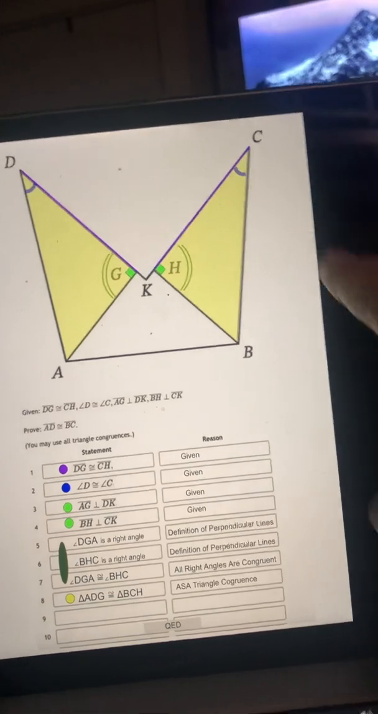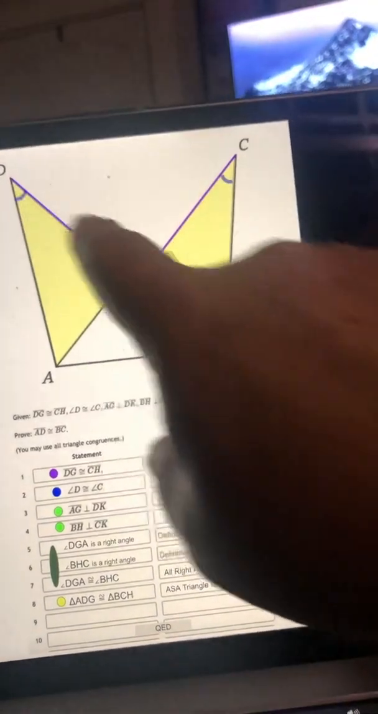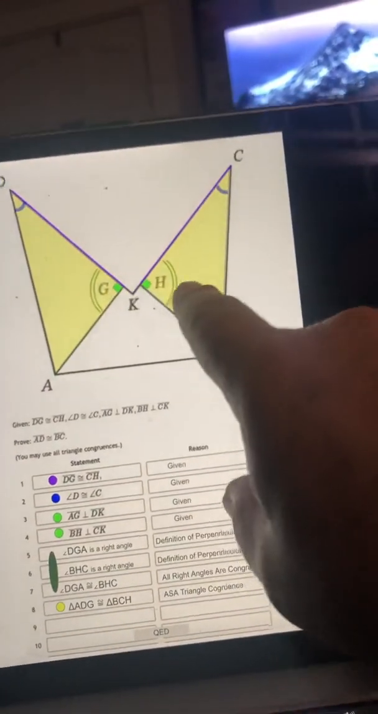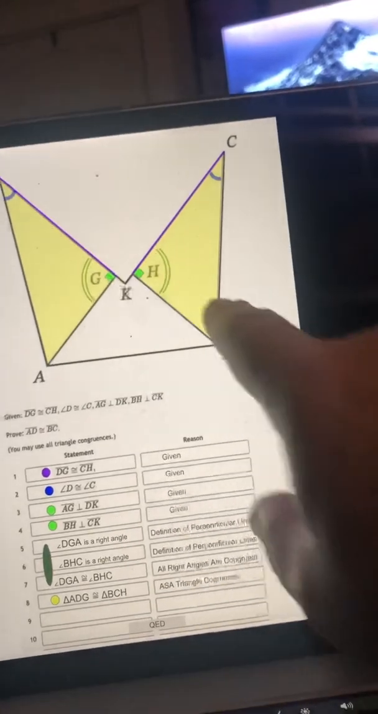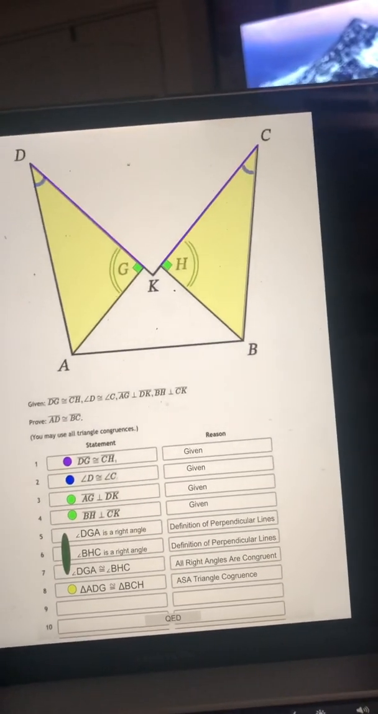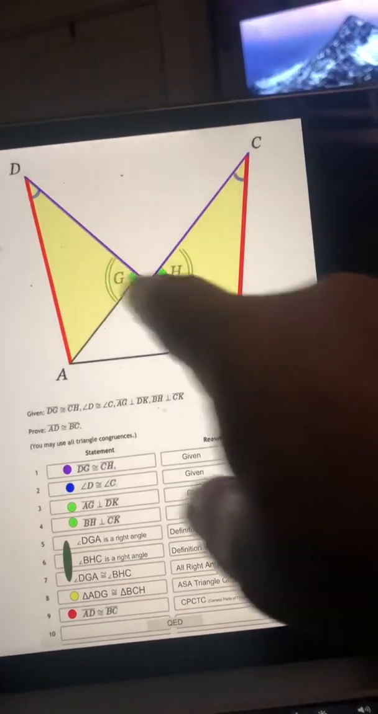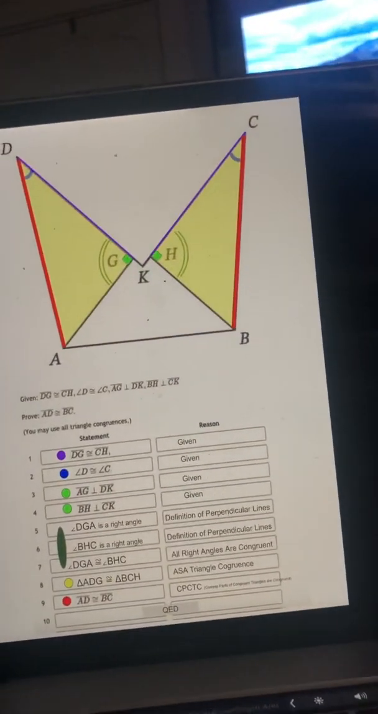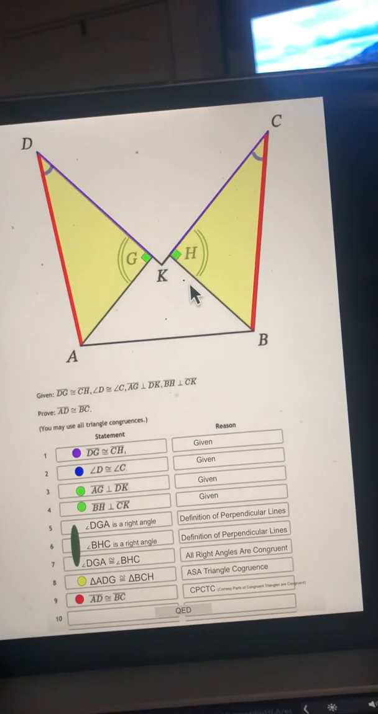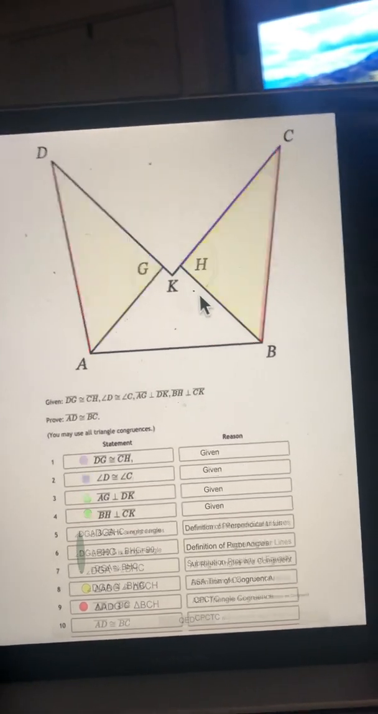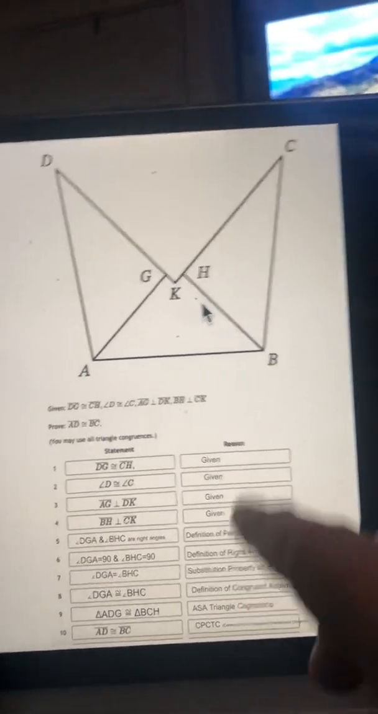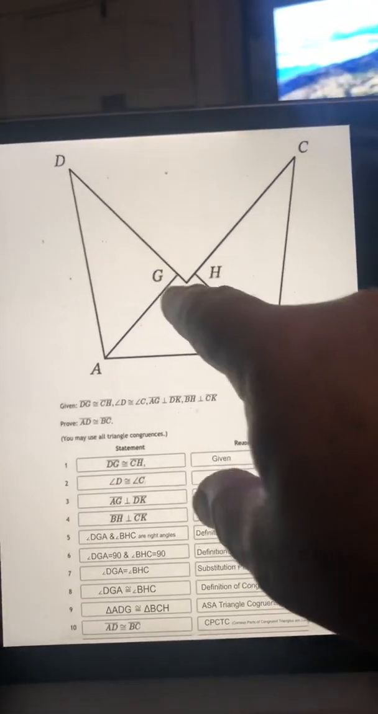And those three pieces of information, this angle pair, this side pair, and this angle pair is enough to show that these two triangles are congruent by angle, side, angle. And that then lets me establish that if the triangles are congruent, any corresponding parts of those triangles, CPCTC, are also congruent. And again, the other piece would be to say that these two angles are right angles given.